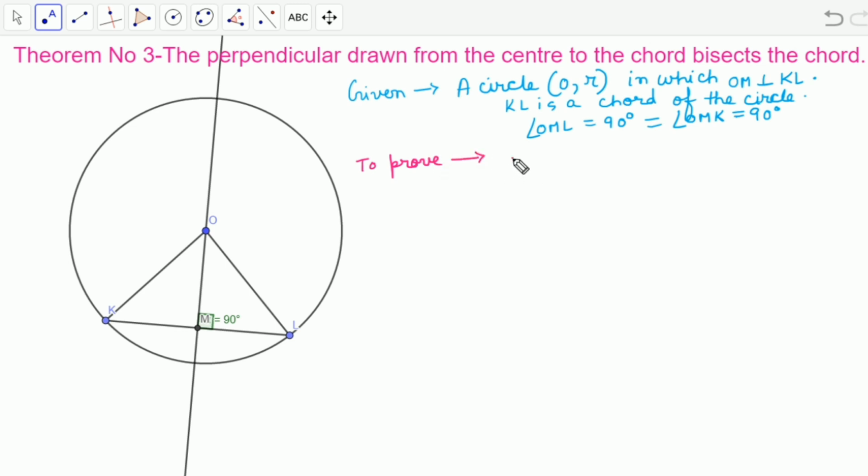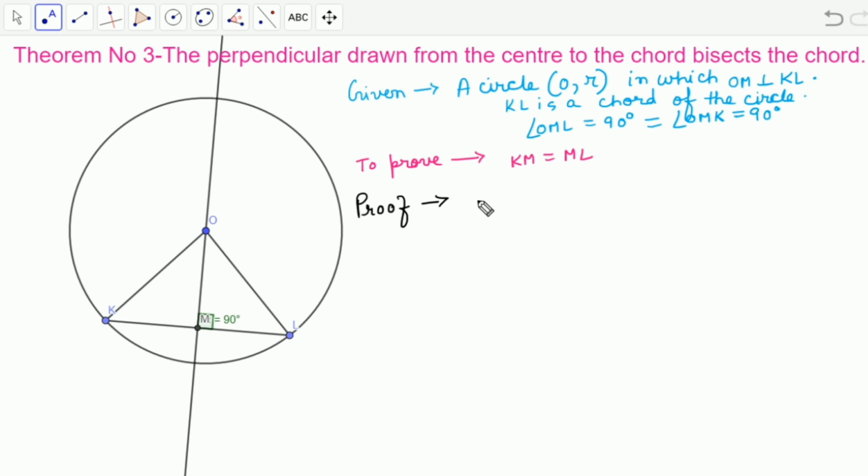We have to prove that KM equals ML. I have to prove this. Now, what is the proof? As you can see in the construction, we have already joined the point K of the chord on the circle to the center O, right? That's what we are doing.